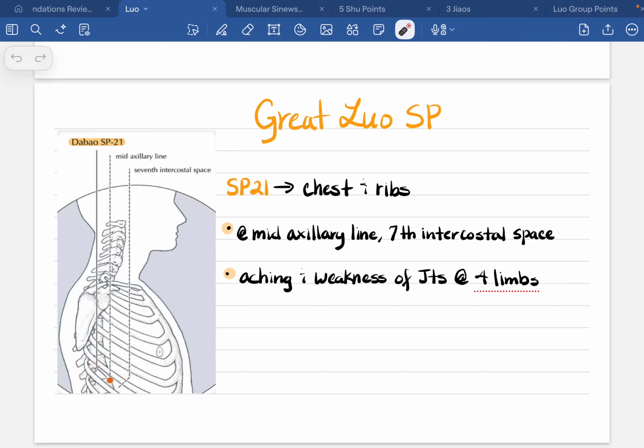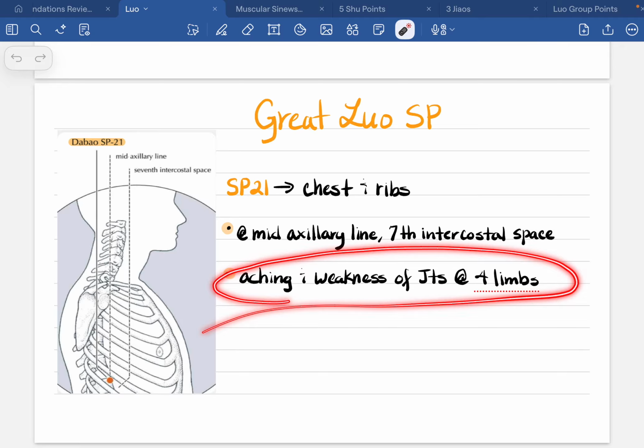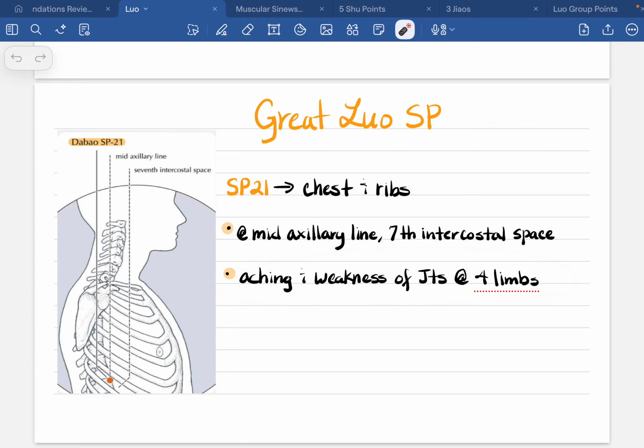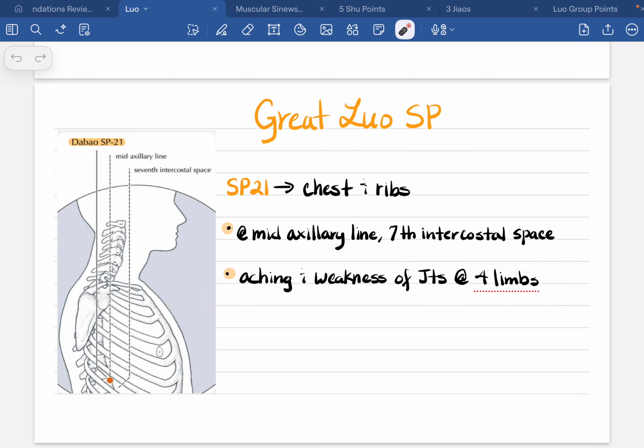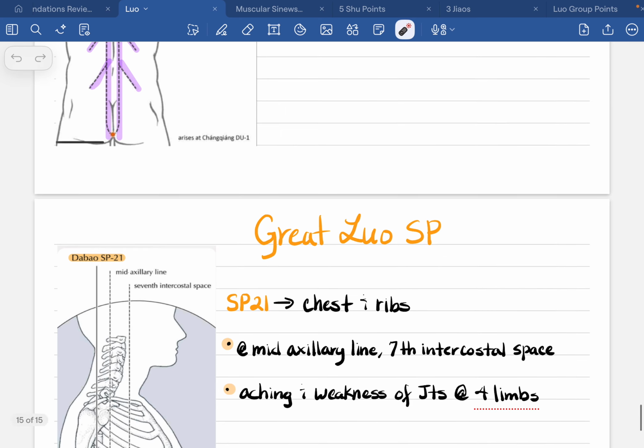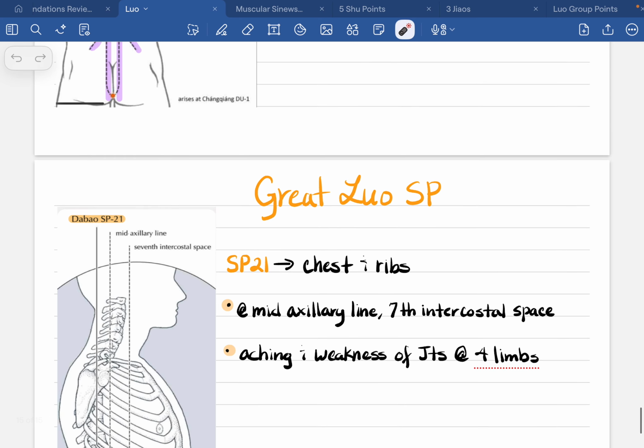And it addresses aching and weakness of the joints and forelimbs. So I don't know about the joints, but at least we know that the spleen has an association to the forelimbs. So you can consider that the great luo, or the spleen 21, addresses aching and weakness of joints and the forelimbs. And that it spreads to the chest and the ribs. And so that is the review of the luo points. I hope that was helpful.